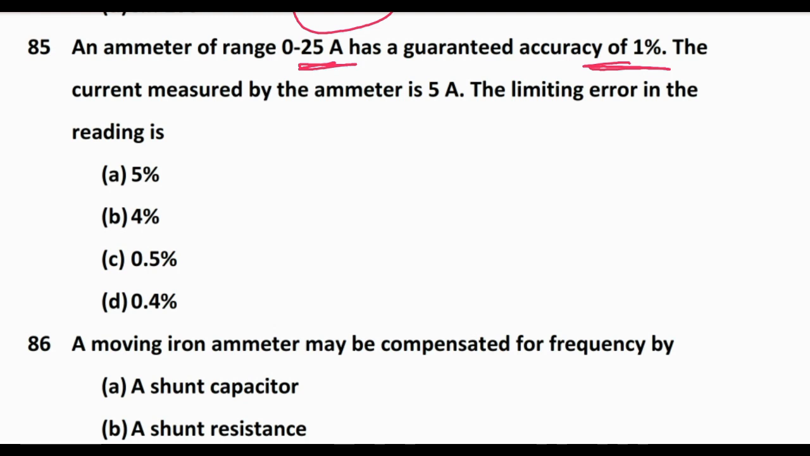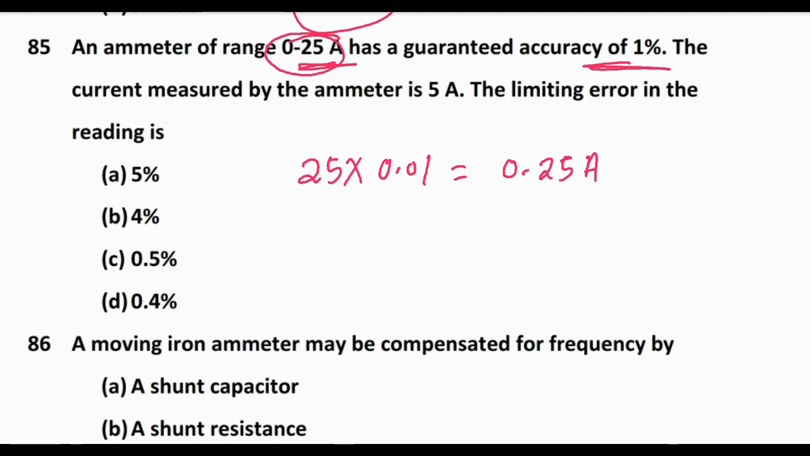This error is guaranteed for every measurement. So limiting error for measurement of 5 ampere will be, what is the guaranteed accuracy error in terms of ampere? Guaranteed accuracy error is always measured on the basis of the highest measuring capacity or the maximum reading capacity. That means here the full scale reading is 25 ampere. So here 25 into 1%, that means 0.01, is equal to 0.25 ampere.